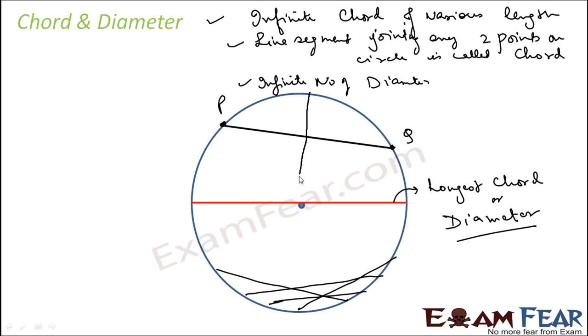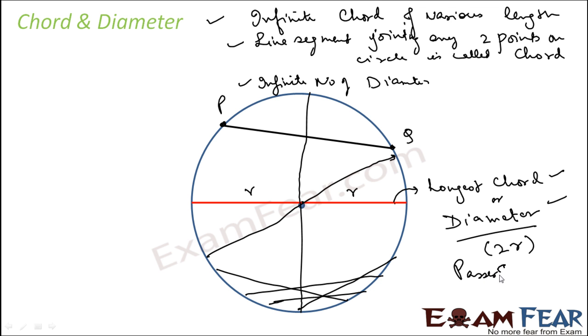You can draw one diameter like this, and another like this. So you can have an infinite number of diameters, and all of these will have the same length, which will be twice the radius. If you see any diameter, this is R and this is R, from here to here, here to here. So the length of a diameter is twice the radius, 2R. Okay. So a chord is any line segment joining any 2 points on the circle. The longest chord is called the diameter, and it passes through the center, and it has a fixed length, that is 2R.